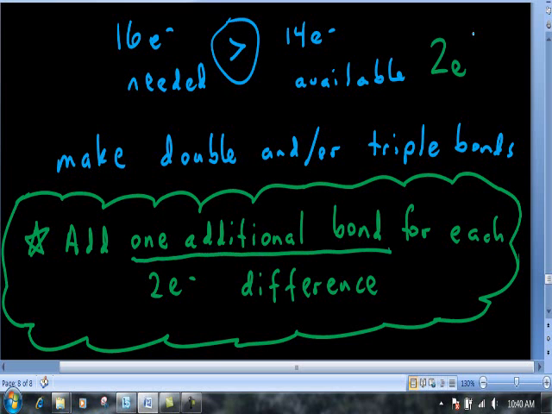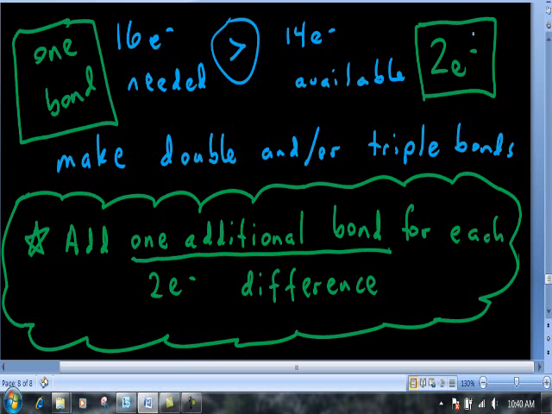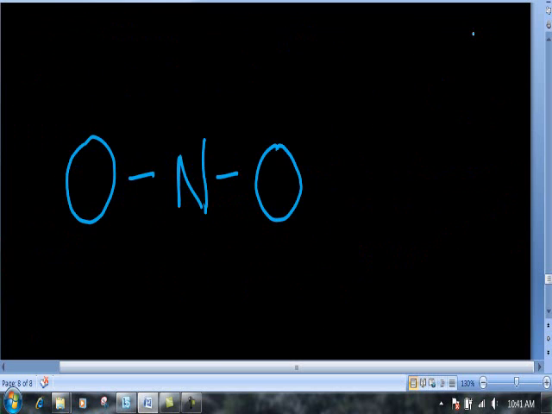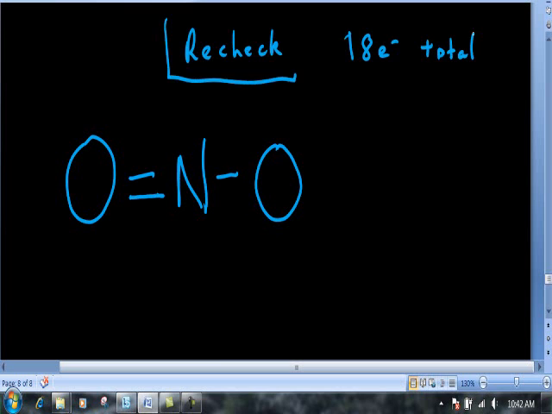In this case, because 16 is 2 electrons greater than the amount available, 14, we're going to add in 1 additional bond to our current Lewis structure. So we add 1 extra bond to our structure, giving a double bond between one of the O's and the N. We now recheck how our number needed and available compare.